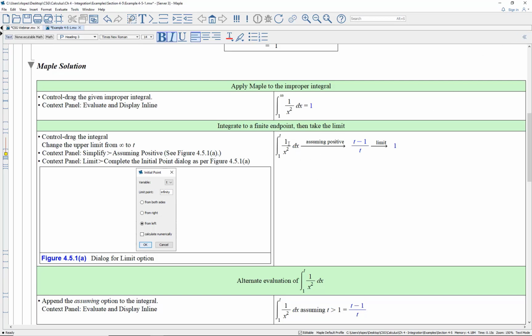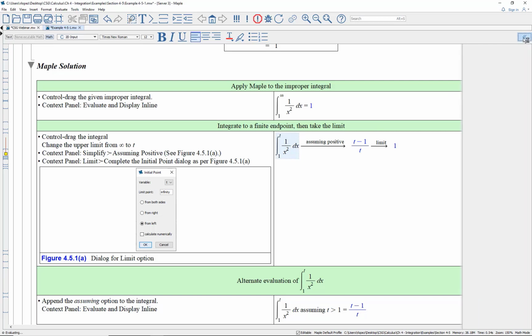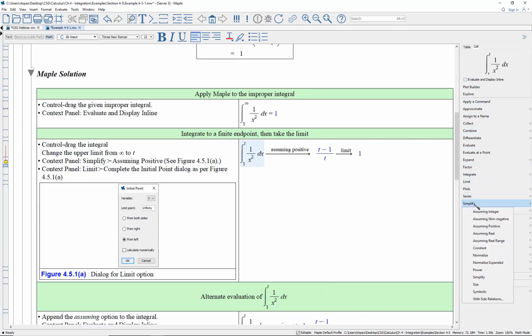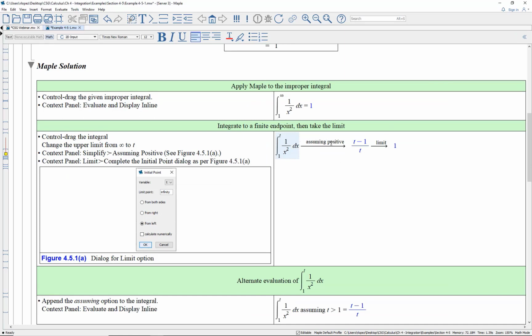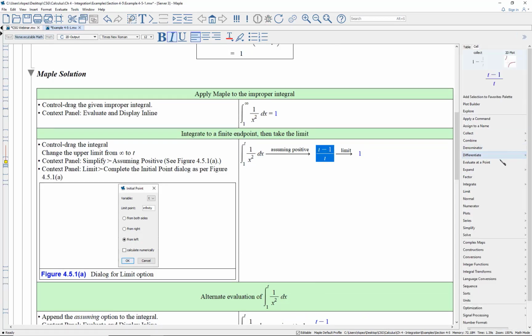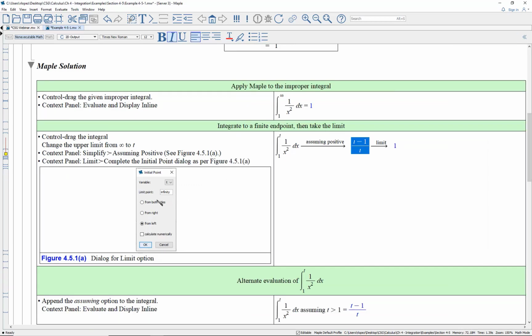To do this integral syntax free, simplify it. So here's the integral. You would go here to simplify, and you would pick something like assuming positive. So that would allow the integral to evaluate. You would get t minus 1 over t. You could then apply the limit operator here, limit. When you click that, you get this pop-up. You have to indicate the limit point is infinity, and you're coming at it from the left, from below. Say OK, and you'd get the limit to be 1.